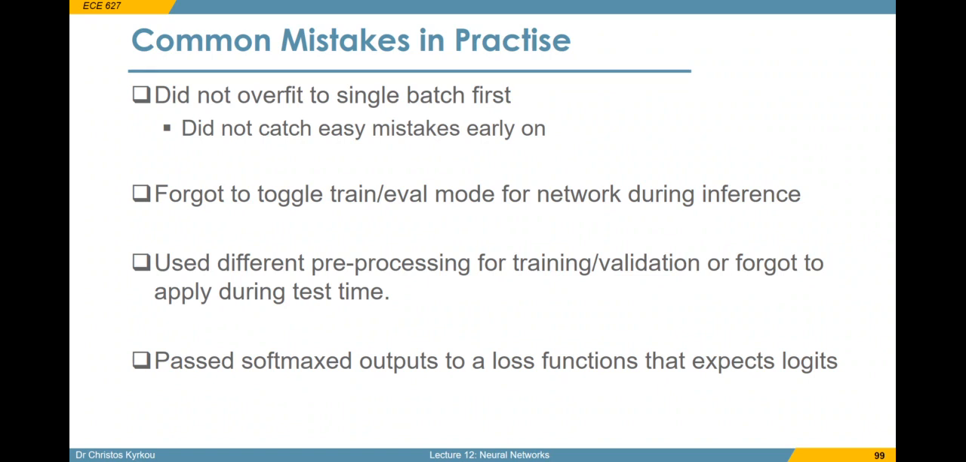Some other practical mistakes are to evaluate a training model without toggling its training or testing phase, which will leave some of the parameters on and could lead to really different results. Applying different pre-processing methods for validation and training could also be one of the common mistakes you can make in practice. Also, make sure that the loss function you use expects whether the inputs are normalized probabilities or just logits.